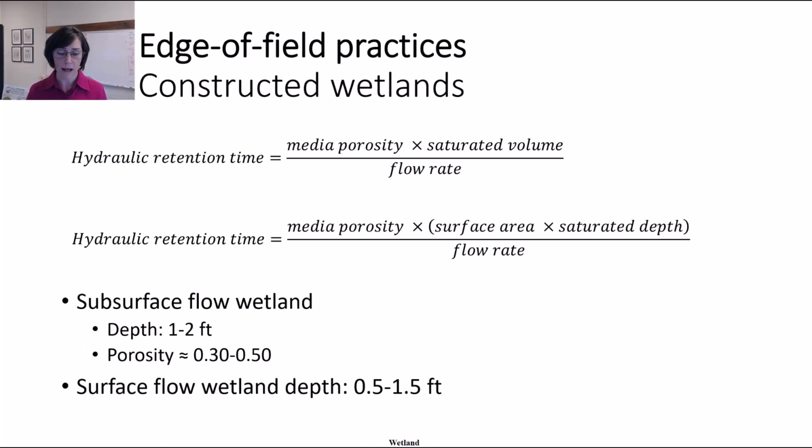For a surface flow wetland, where there's open water surface, you're looking generally at a depth of 0.5 foot to 1.5 foot. And then of course your porosity is 1 because there's no media that you're flowing through. It's essentially one big pore space. So that's 100% porosity. These depths are an important concept for you to lock in regarding wetlands.